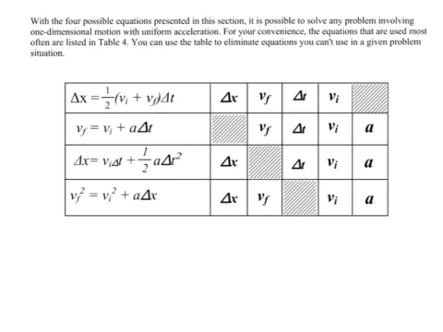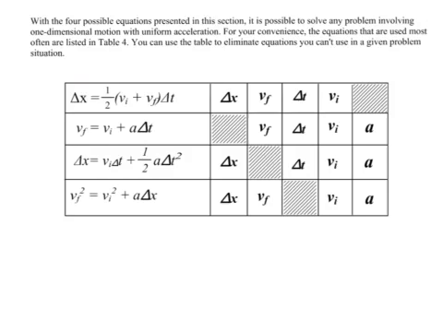So these are the 4 possible equations in situations with constant acceleration. With the equations presented in this section, it's possible to solve any problem involving one-dimensional motion with uniform acceleration. I've created this table for you to use to eliminate equations you can't use in a given problem situation. When you're given a constant acceleration problem, we know that we can use one of these four equations to help us solve that problem or a part of that problem.